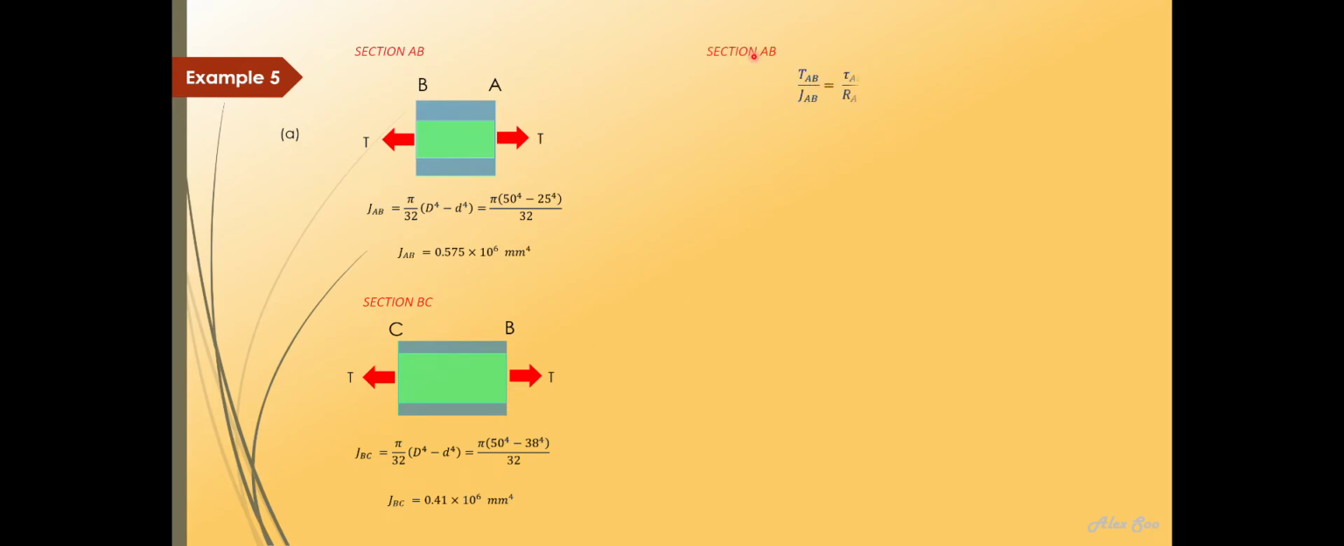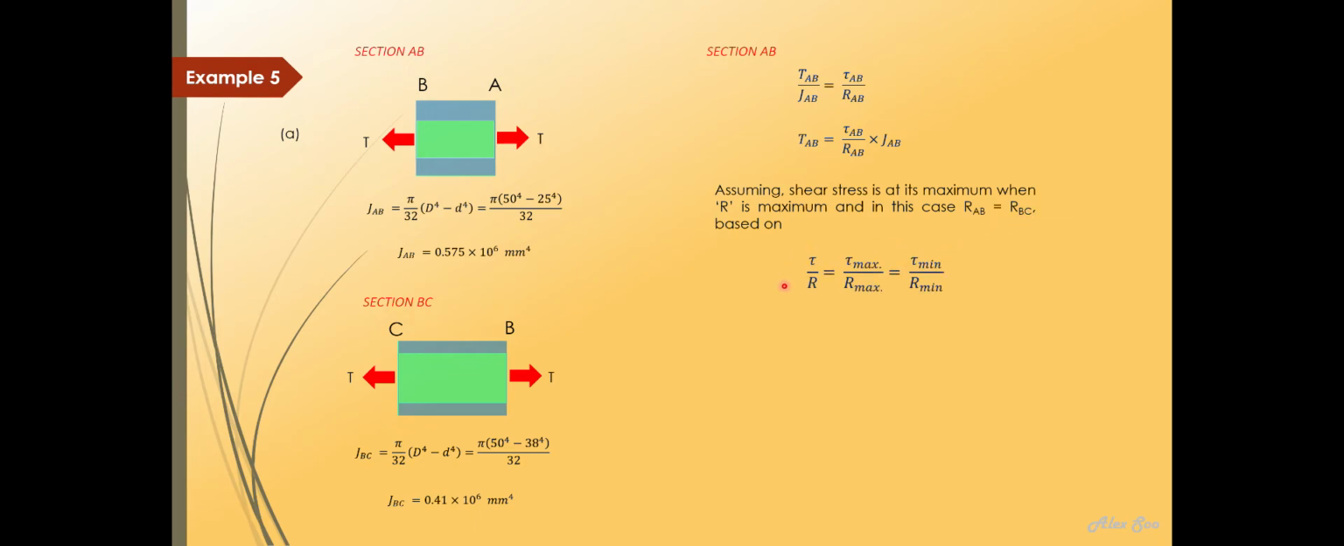For section AB again, based on the strength relationship, we are going to calculate the torque T for section AB, assuming the shear stress is at its maximum when the radius is maximum. I hope you remember the relationship of tau max over R max equals tau min over R min: when R is max, the shear stress should be the maximum. The external radius of section AB and the external radius of section BC are the same.